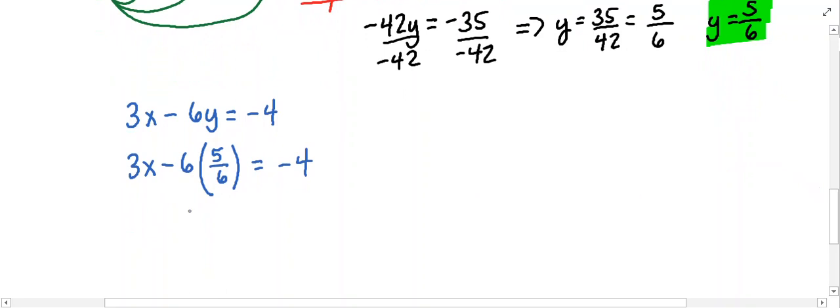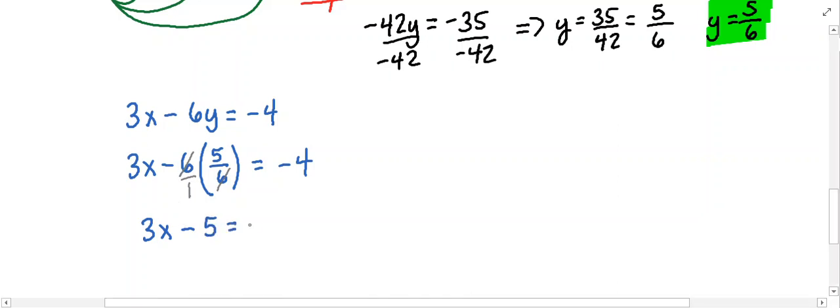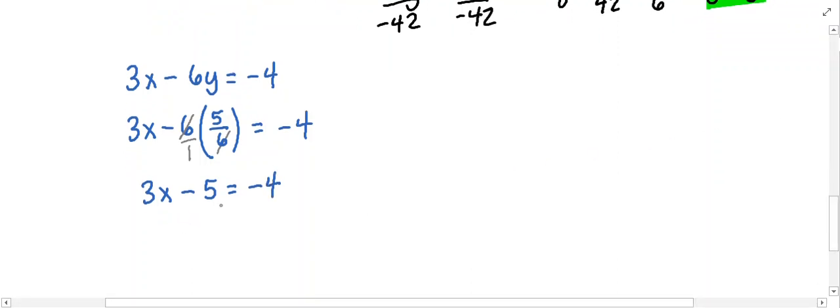Okay, so here we go. This is going to give us 3x minus, we have a 6, which is 6 over 1. So we have a 6 in the top that cancels with a 6 in the bottom, so the result is going to be a minus 5. This has to equal negative 4. And then we can solve for x.